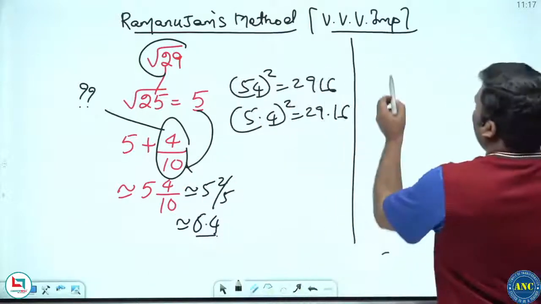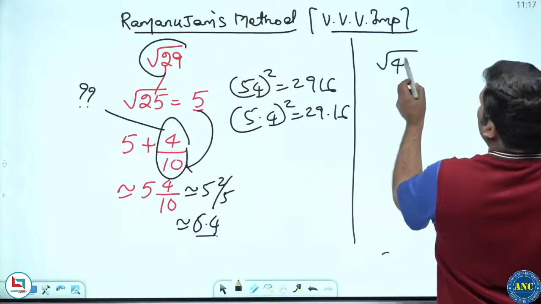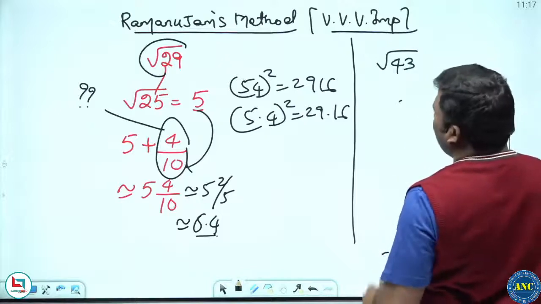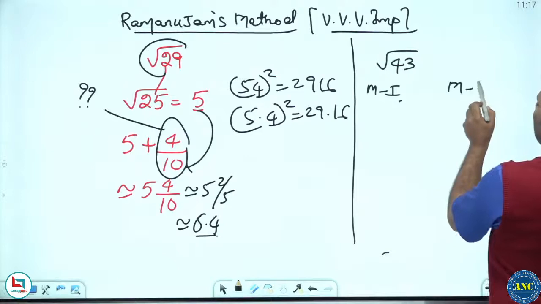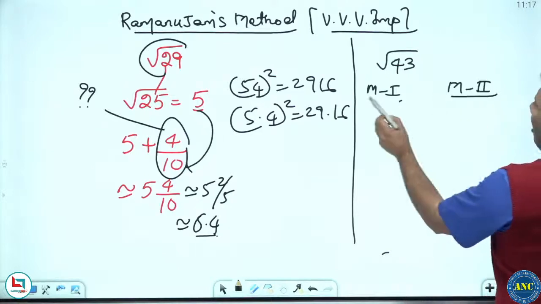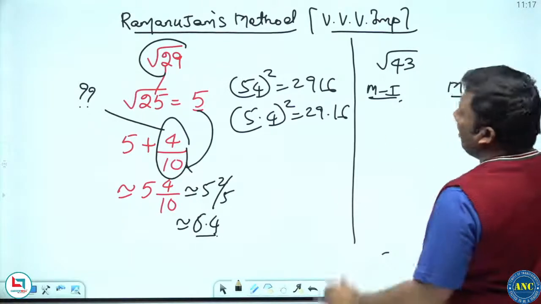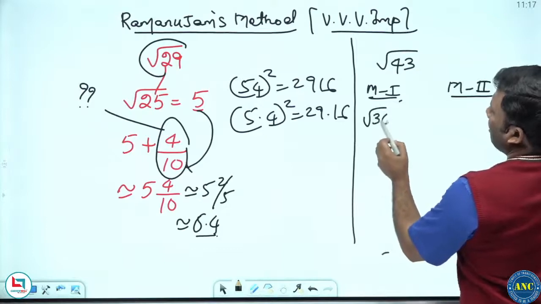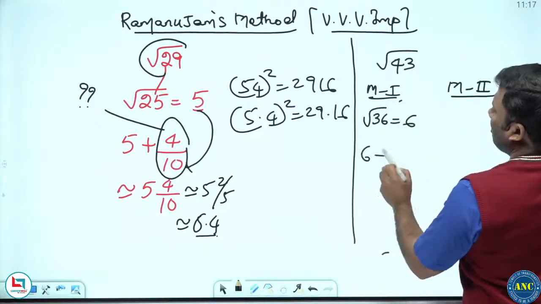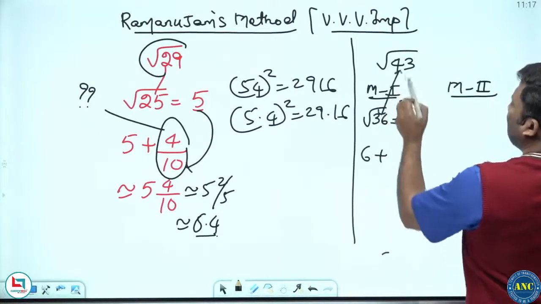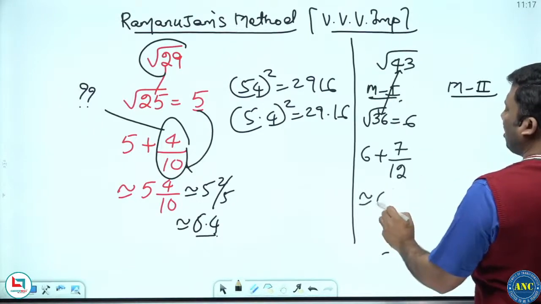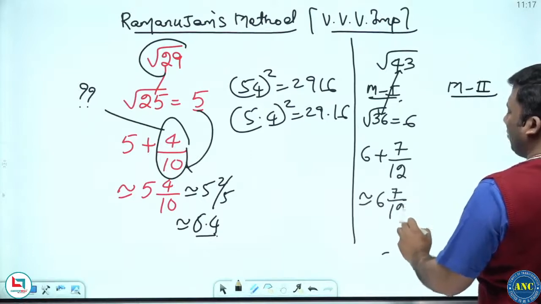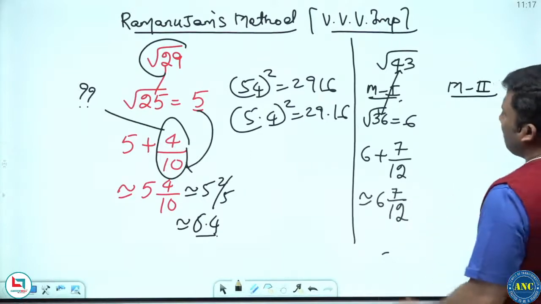One more example, square root of 43. You can do this either by taking a perfect square just less than 43 or a perfect square greater than 43. Root 36 is 6. So 6 plus: 43 minus 36 is 7. Double this value. So it is closer to 6 and 7 by 12.